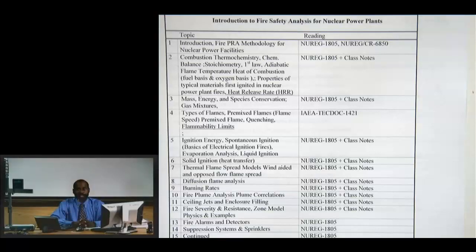Hello. Again, this is the third lecture in the fire science portion of the fire PRA class. What I want to do this class is briefly go over what we've talked about in the first two classes and then focus on these topics here, which are, again, energy conservation, mass conservation, species conservation, and rules for gas mixtures.